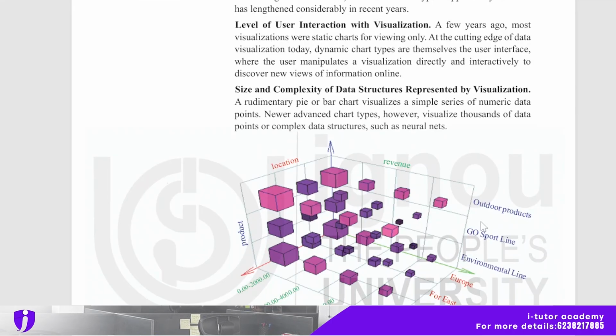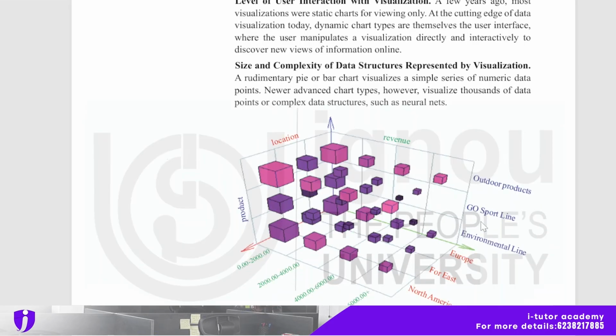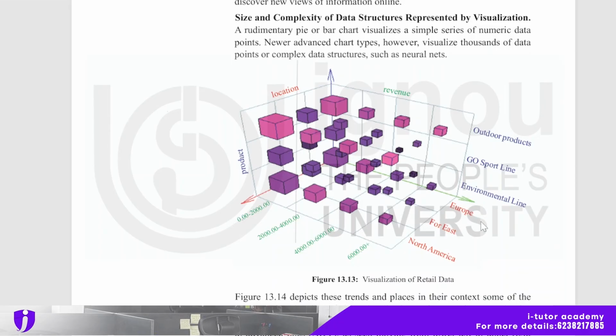A few years ago, most visualizations were static charts for viewing only, except at the cutting edge of data visualization. Today, dynamic chart types are themselves the user interface, where the user manipulates a visualization directly and interactively to discover new views of information online. And next is the size and complexity of the data structure represented by the visualization. A rudimentary pie or bar chart visualizes a simple series of numeric data points, while newer advanced chart types visualize thousands of data points or a complex data structure such as neural nets.